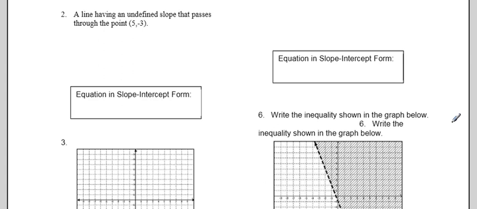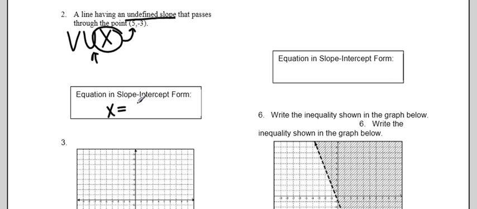Number 2 says a line that has an undefined slope and it's going through the point 5, -3. So undefined slope tells us to use this word vux because of the u. Now vux tells you you're going to be using the x variable. Now if we look at our point, our x is 5, so our equation is simply x equals 5.